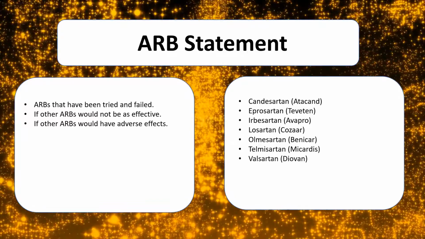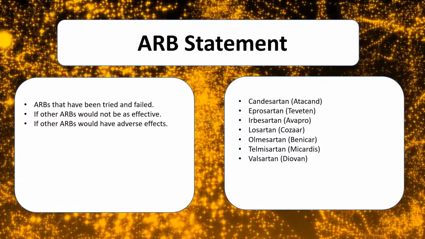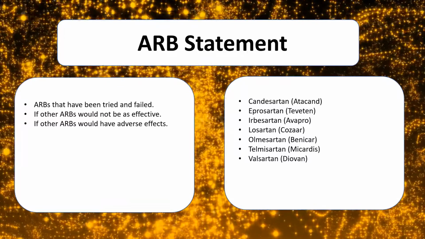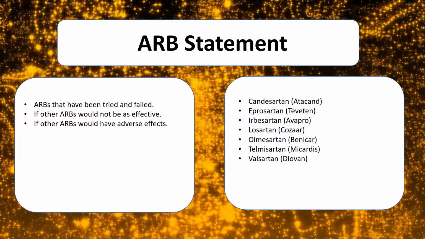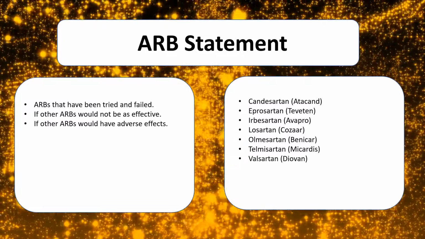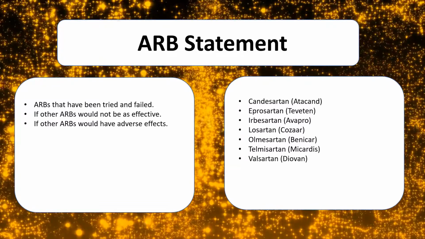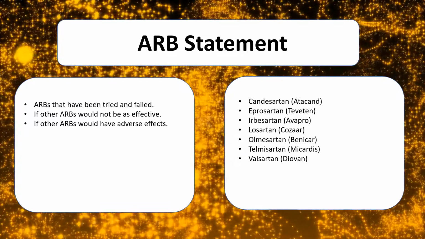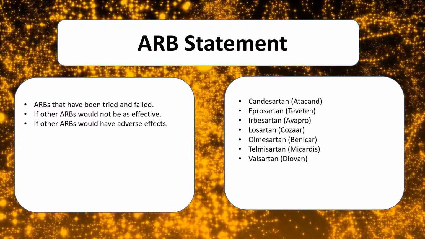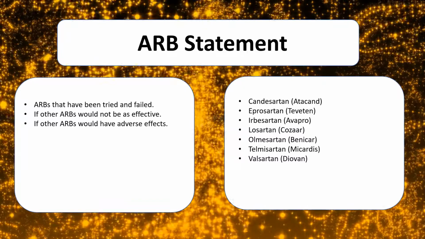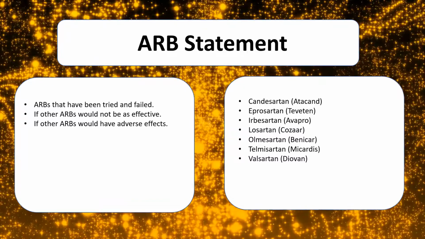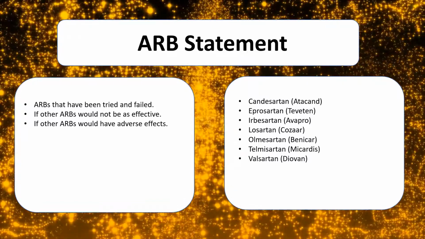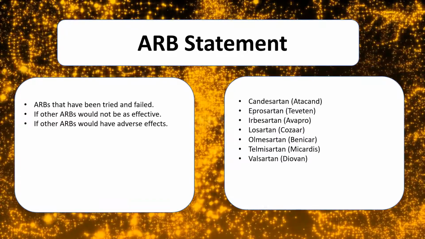For example, if you believe that Edarbi or Edarbyclor would be needed because it would have a stronger blood pressure lowering effect, or whatever it is that would cause the other ARBs to not be as effective, then you would need to make that known. Or if you believe that the other ARBs would have adverse effects, this is probably not as common for Edarbi and Edarbyclor since they're in the same medication class, but if that is the case, then that is also what you would want to let us know. What they've tried, and if either one of the two things are also true, if they would not be as effective or if they would have adverse effects.